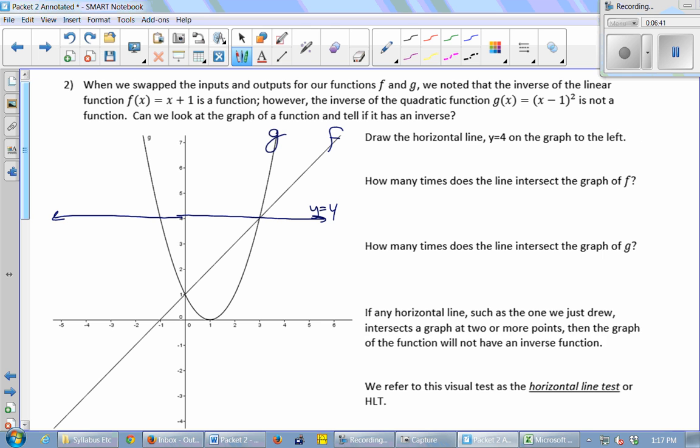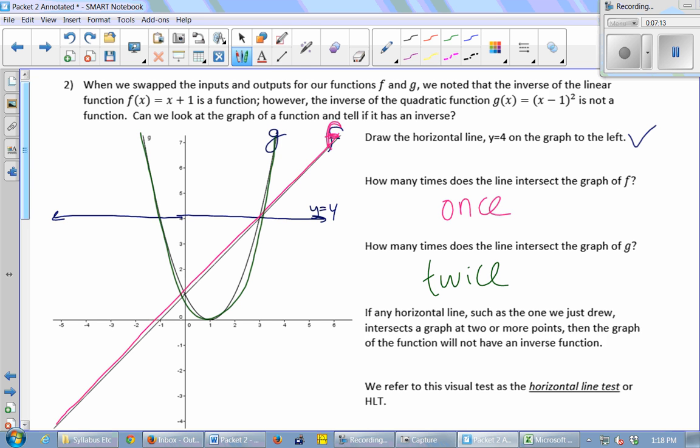Okay, did that. How many times does that line intersect the graph of f? Once, because f is just the straight line here. I'll do f in pink. There we go. So once. How many times does that line y equals 4 intersect the graph of g? Twice. Yep.